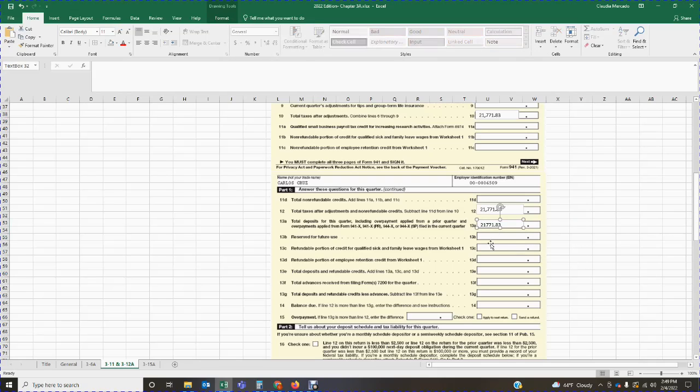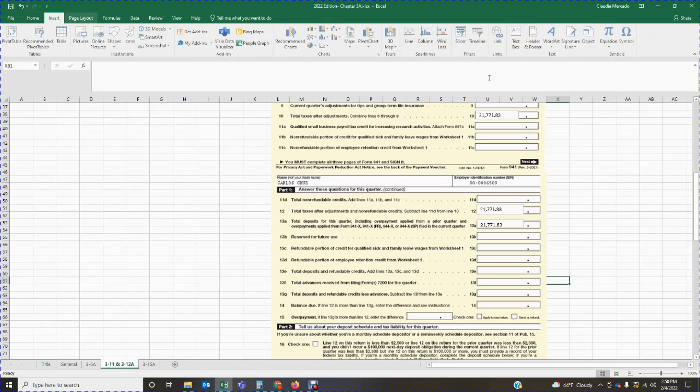Okay. 13B, reserve for future use, does not apply. 13C, refundable portion of credit for qualified sick leave, that does not apply. Refundable portion of employee retention credit, that does not apply. Line number 13E, total deposits and refundable credits from lines 13A, 13C, and 13D. Okay, so this is for line item 13E. We're going to insert a text box for line item 13E.